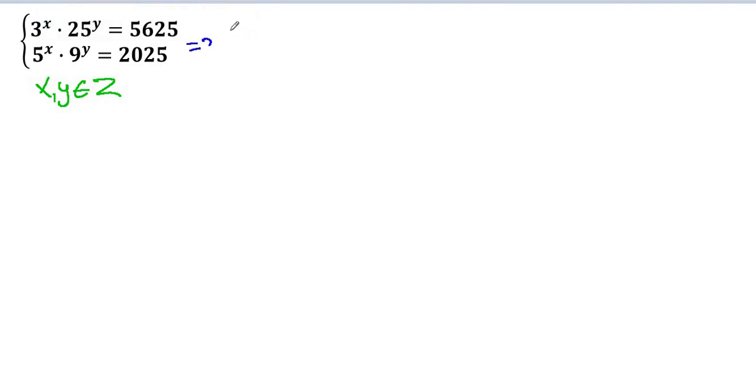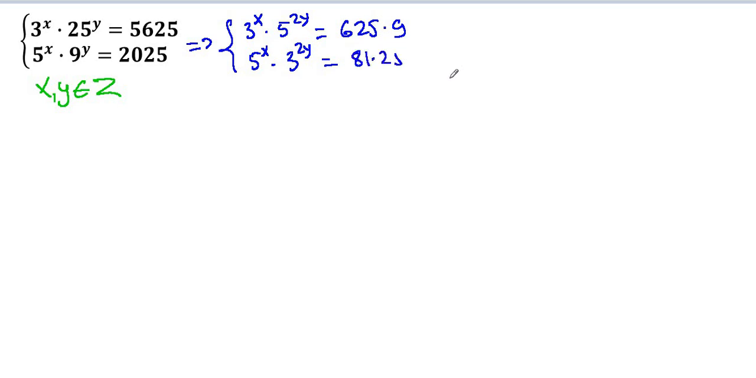Then this is going to be equivalent to, so from the first equation I can express the left hand side as 3 to the power of x times 25 to the power of y, which is 5 to the power of 2y, is equal to, so in the right hand side 5625 I can factor as 625 times 9. And from the second equation I'll get 5 to the power of x times, so I can express 9 to the power of y as 3 to the power of 2y, is equal to, I can factor 2025 as 81 times 25.